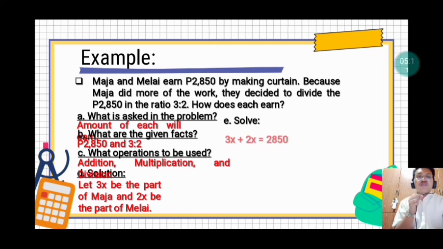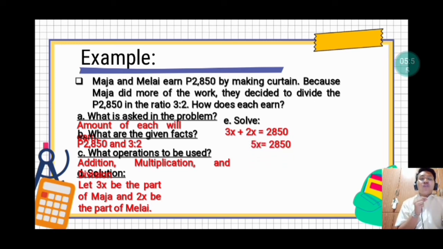So now, how are we going to solve? Okay. So of course, we need to simplify those given. So of course, kailangan nating i-solve yung total ng dami sa earn ni Maha and Melai. So, syempre, we need to add the 3x plus 2x. That is 5x. And of course, we need to copy the 2,850. And of course, we need to get the value of x by dividing both sides by 5 so that we can eliminate the 5 here and the x will be remained.